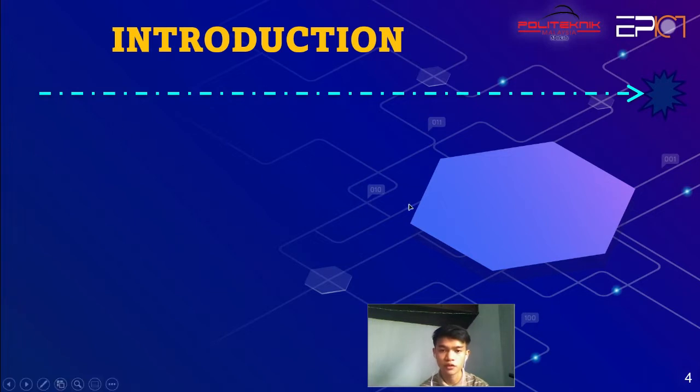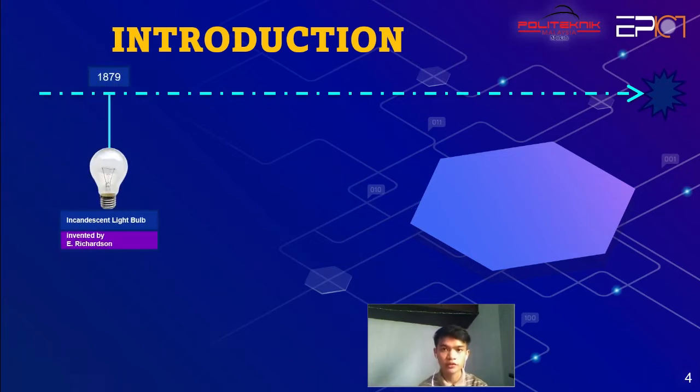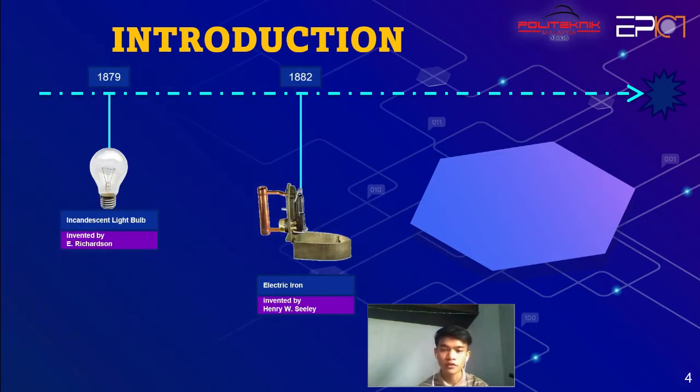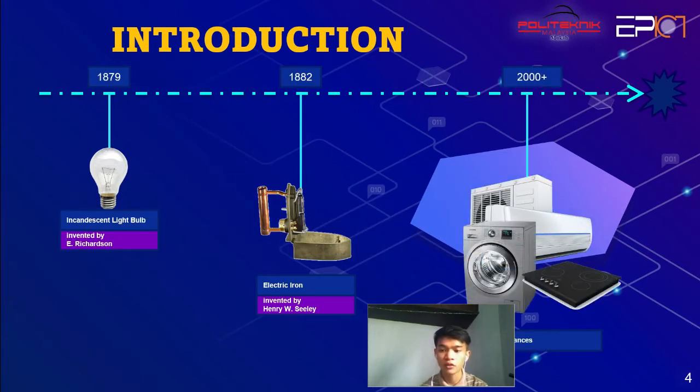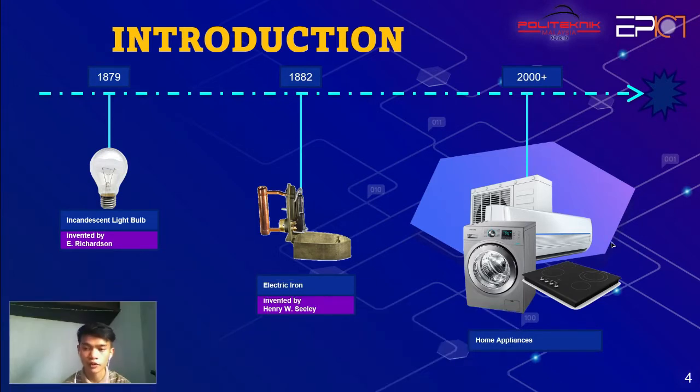Okay, so the introduction is the first home appliances invented was from 1879, which is the incandescent light bulb, and it is invented by E. Richardson. Why do we talk about this? We'll talk on the next part. Okay, the second one is invented, which is the electric iron, invented by Henry W. Seeley, and so on. As the year progresses, there are more and more home appliances that have been invented by many inventors of the world to make our lives easier.